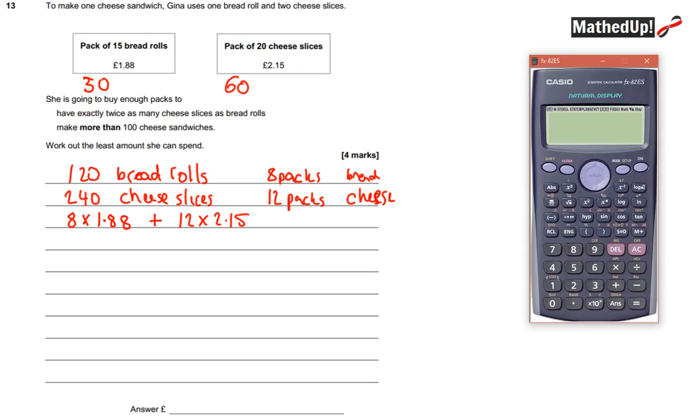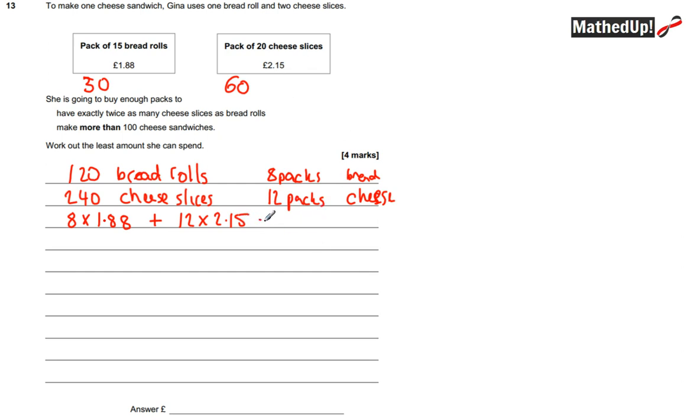Okay, and then using our calculator we can say 8 times 1.88 plus 12 times 2.15, and that gives us a total cost of £40.84. So over here we can have £40.84.